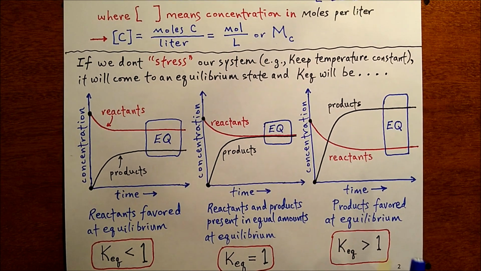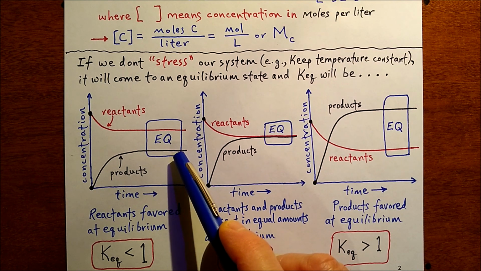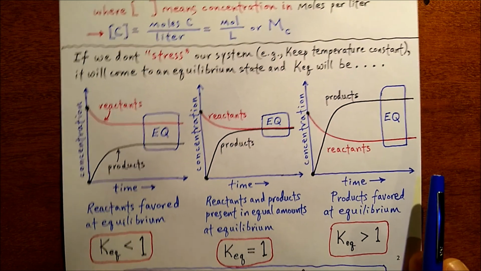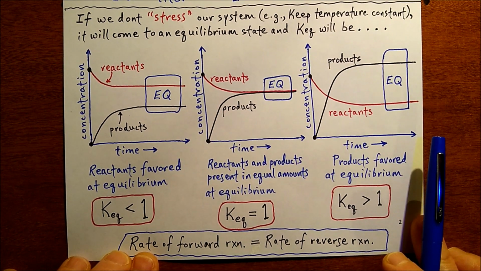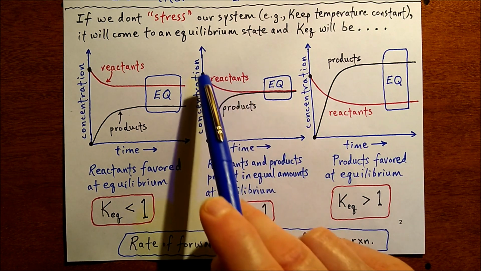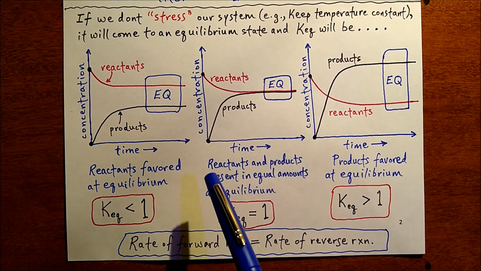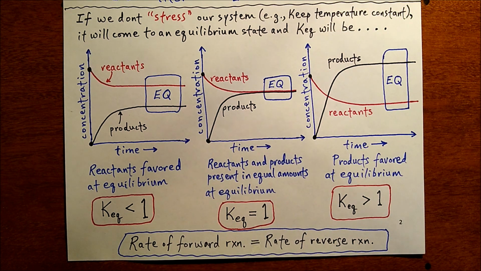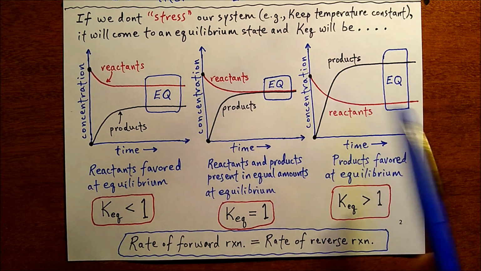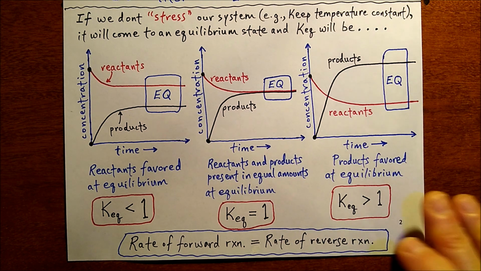So if you have the situation in which the reactants are present at equilibrium in a larger amount than the products, that's this situation here, we say that the equilibrium constant, KEQ, is less than 1. If you have a situation in which the reactant and product concentrations come to be equal, then you have an equilibrium expression K equal to 1. Those aren't really common, but they do exist. These two are by far the more common situations that do arise in reactions.